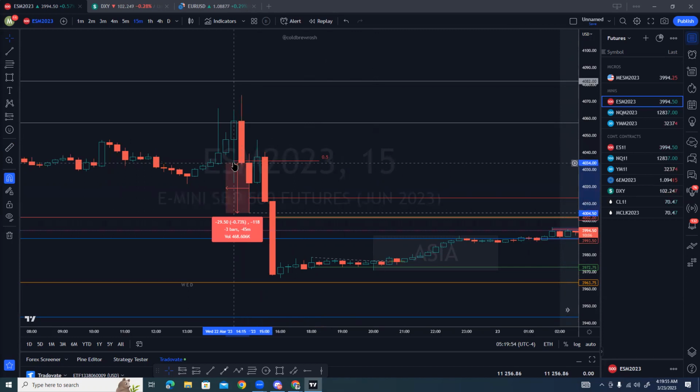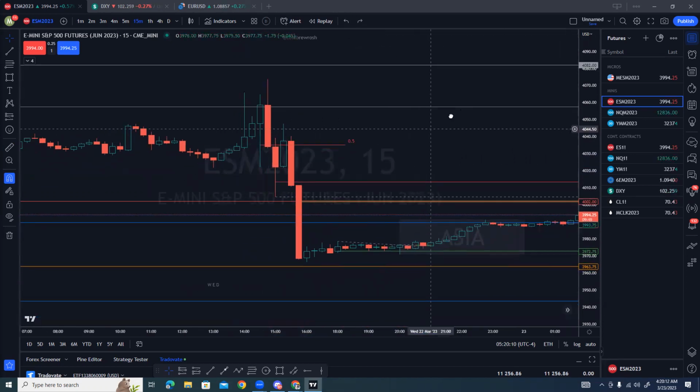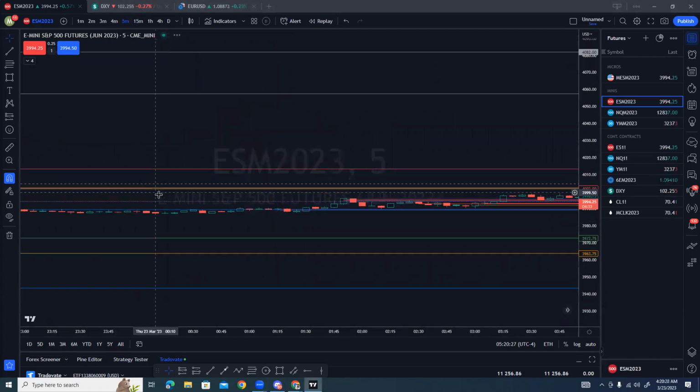Consequent encroachment is the same thing as mean threshold, except it's on a wick and not an order block. So it's just the 50% of the wick, and you utilize it the exact same way that you would mean threshold. So price breaks down here. I've got the mean threshold, I'm sorry, the consequent encroachment of that wick, and I just wait for price to retrace into it. So if we go to a lower time frame, let's just go to a 5-minute.